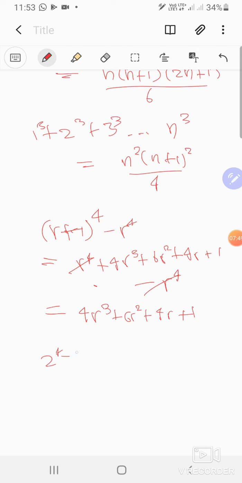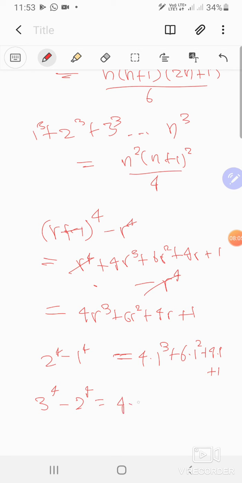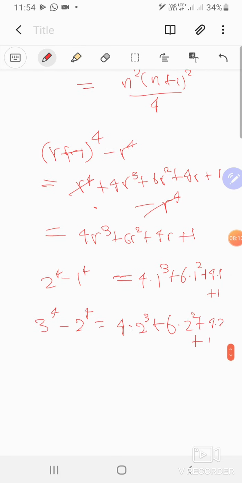So you will get 2 to the 4th minus 1 to the 4th is equal to, when you put the value of r as 1, 4 into 1 cubed plus 6 into 1 squared plus 4 into 1 plus 1. Then you put 3 to the 4th minus 2 to the 4th equals 4 into 2 cubed plus 6 into 2 squared plus 4 into 2 plus 1. Keep going like that till you eventually have n plus 1 to the 4th power minus n to the 4th power equal to 4 into n cubed plus 6 into n squared plus 4 into n plus 1.